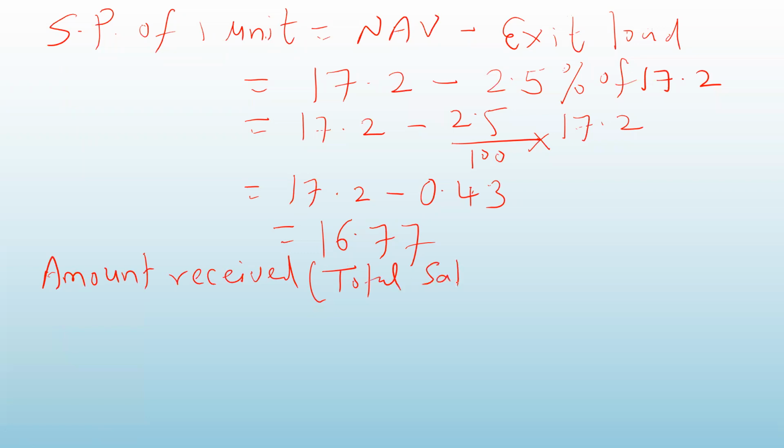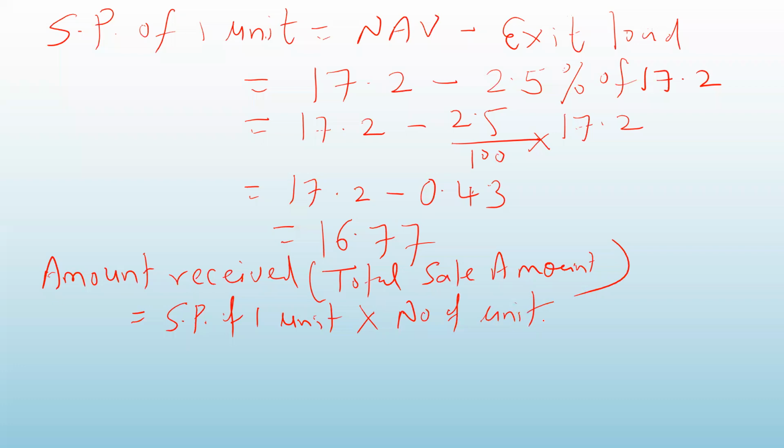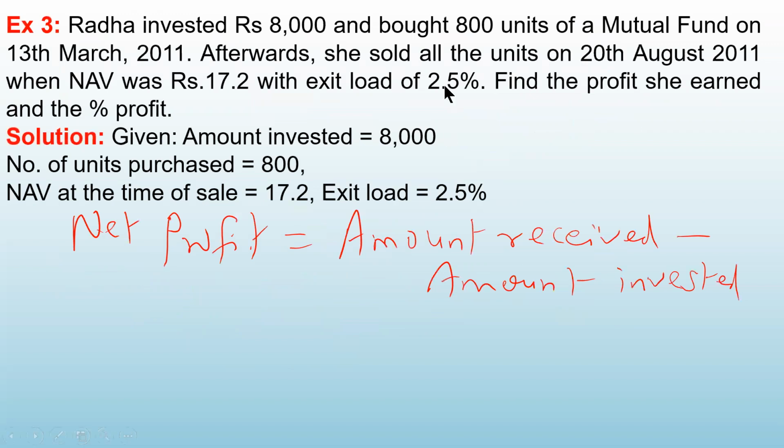Total sale amount is equal to the selling price of 1 unit multiplied by the number of units sold. So what is the selling price of 1 unit? It is 16.77. And what is the number of units sold? She sold all the units.